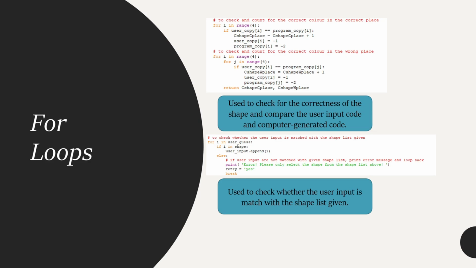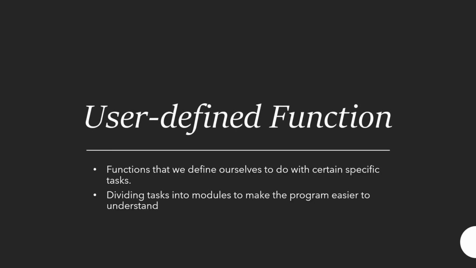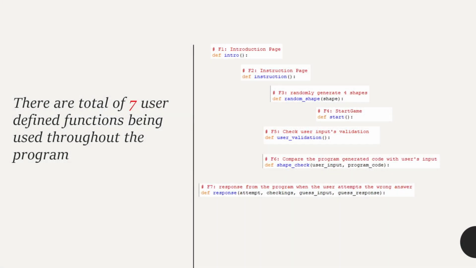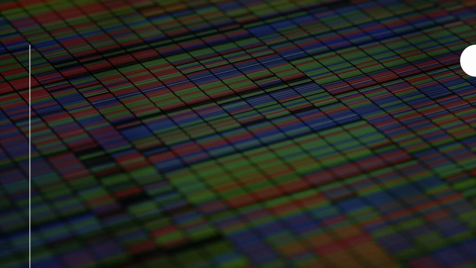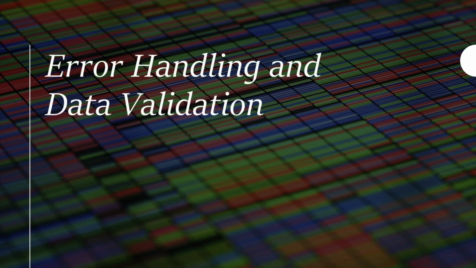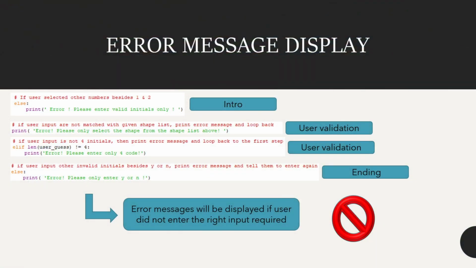Next, moving on to user-defined functions. User-defined functions are functions that we define ourselves to do certain specific tasks. They also allow us to divide tasks into modules to make the program more readable and easier to understand. So, there are a total of 7 user-defined functions used throughout the project. The last part is the error handling and data validation. As we can see, error messages are displayed in the intro user validation function as well as the ending part of the program, while invalid input is captured.